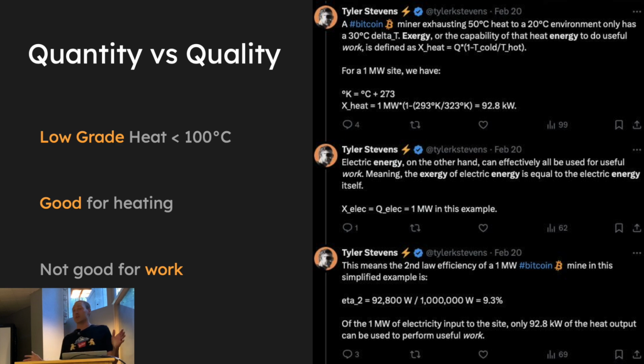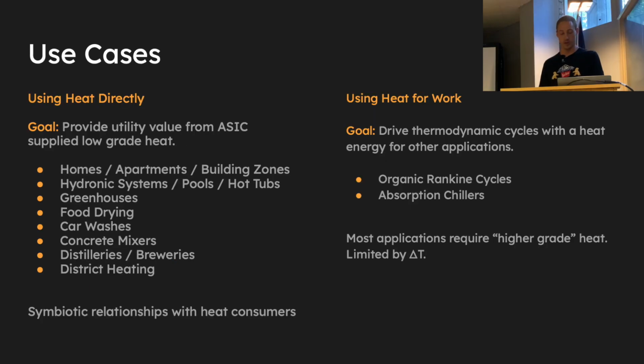And that's not even taking into account the inefficiencies from the system, the heat transfer process, some of your machinery, right? This is like a best case scenario, just looking at what's called a second law efficiency analysis. So now we're understanding the constraints of using heat for useful applications. Good for heat, hard to do things with it. So what are these use cases?